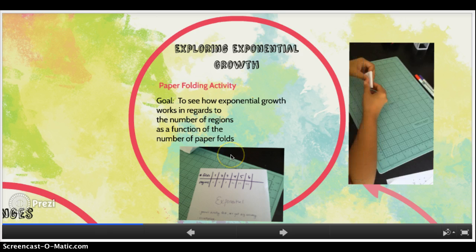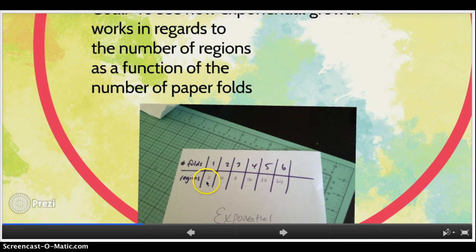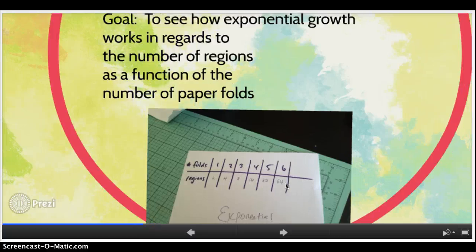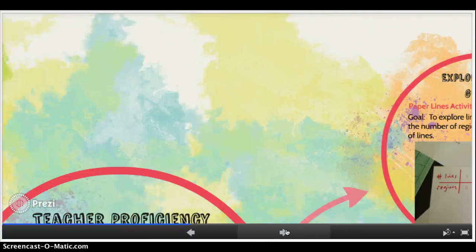She ends up getting six folds, and I'm not sure if you can read it right here, but it says the number of folds and the number of regions. Let me zoom in. The numbers are 2, then 4, 8, 16, 32, and 64. So this is growing exponentially, but we didn't actually say the word right up front. We just used this activity as a springboard. So let's try the next one.